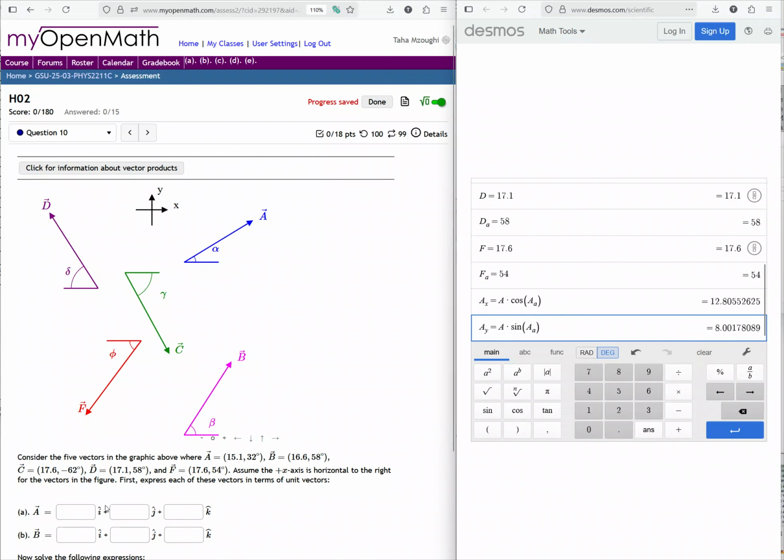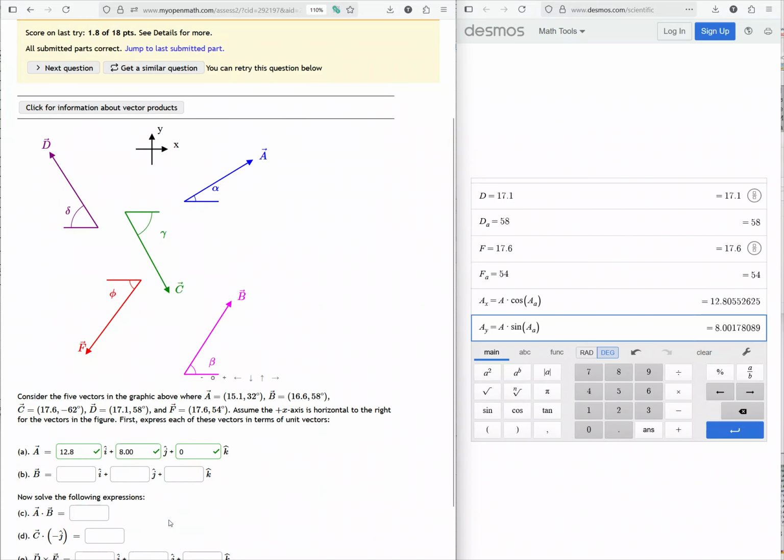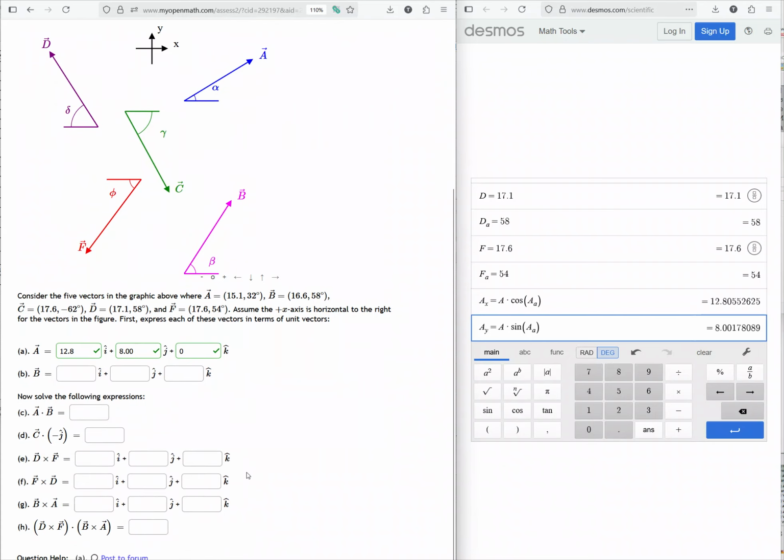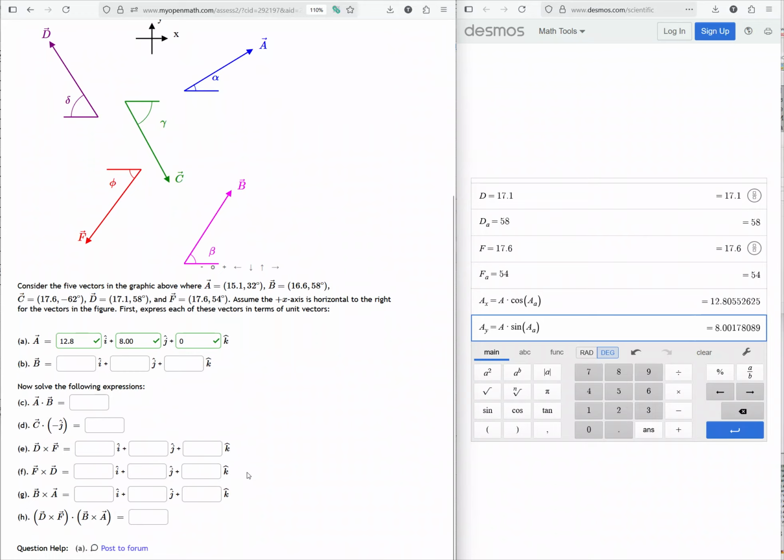So in this particular case, I have my answers right away. 12.8, and then 8.00. And for k, we don't have any component along the k. So I can check that. It is correct, of course. Okay, that shows you how I recommend you proceed. It's even more powerful because of this.